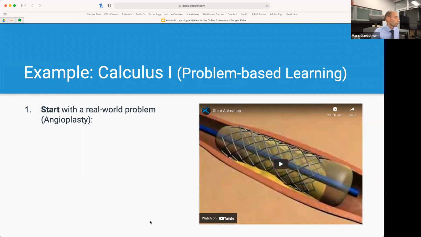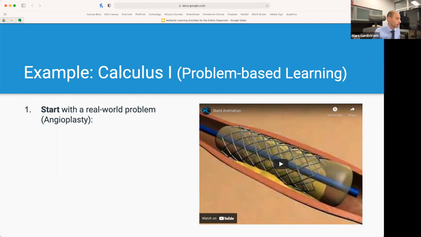By the way, each one of these problems, so in this case, the angioplasty problem, lasted 1 to 2 weeks, and then they would move on to another problem. So that was one of those examples where you've got some sort of sustained engagement in a particular problem. They started with a real world problem. Students were basically given a real world problem.